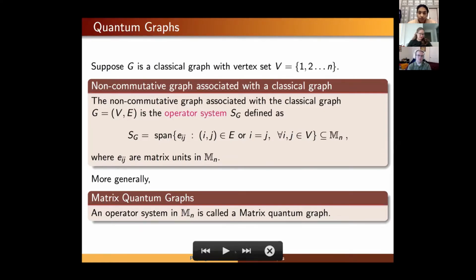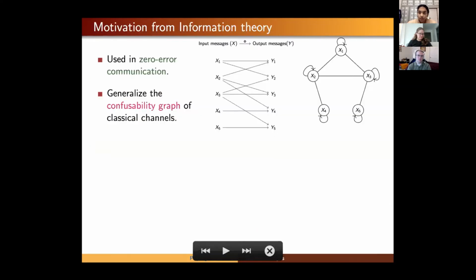Okay, so why would one be interested in studying such objects? One motivation for studying matrix quantum graphs comes from information theory. In information theory, the goal is to transmit information through a channel with minimum error or confusion. And in the case of a classical channel, we have this confusion or noise in the channel represented by a graph known as the confusibility graph.